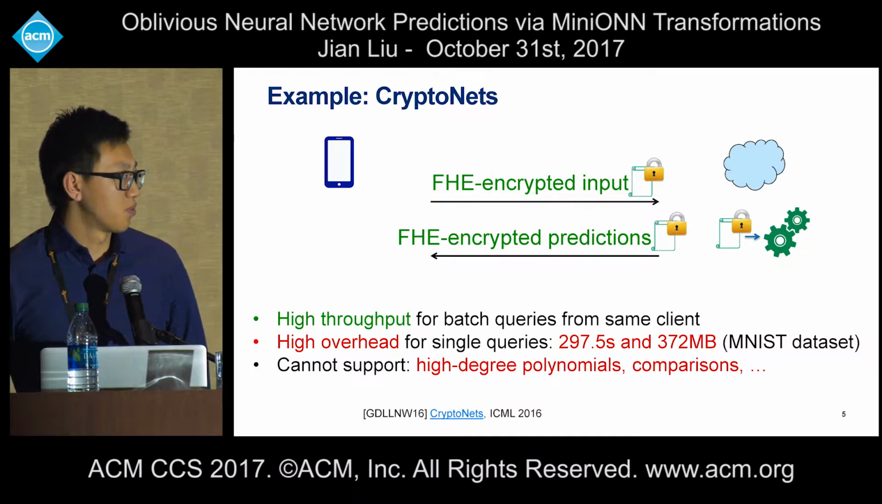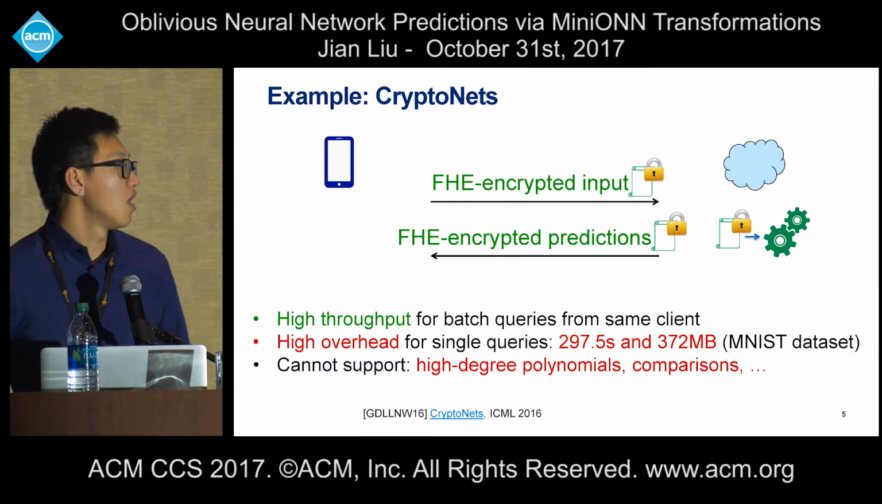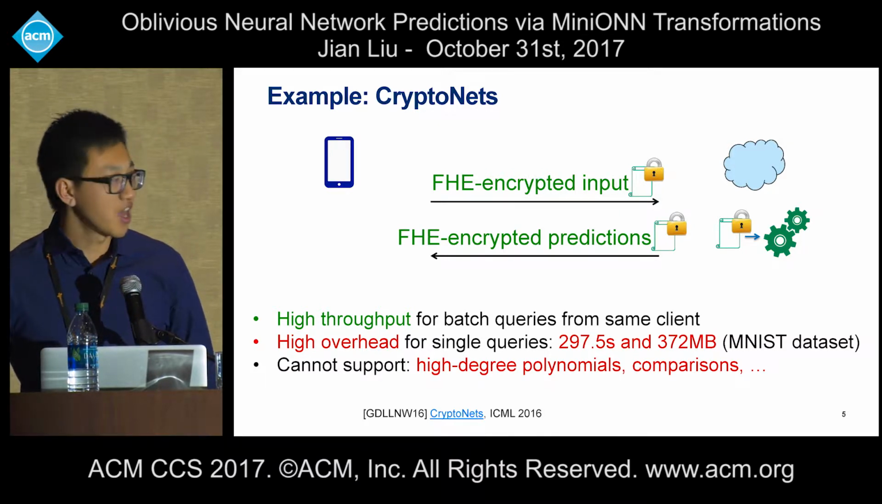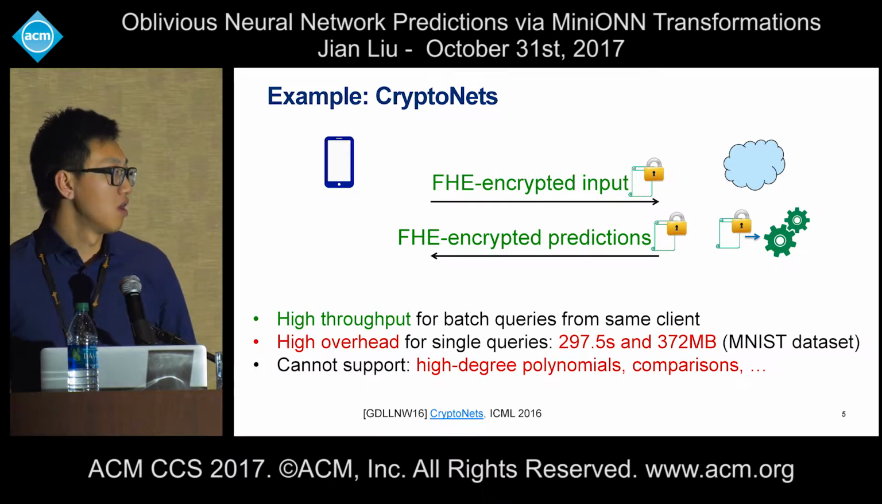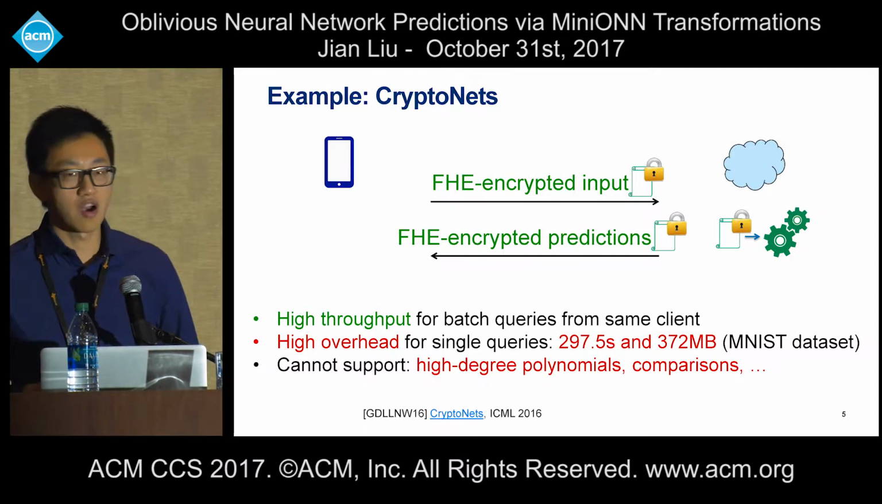We are not the first to consider this problem. For example, last year, Microsoft Research proposed a solution called CryptoNets. It helps the client encrypt the input using fully homomorphic encryption, and has the server run the model on the encrypted data and return the encrypted predictions. It provided a high throughput for batch queries from the same client. However, it has two problems. The first one is that it involves a high overhead for single queries. For example, on the MNIST dataset that consists of handwritten digits, it takes 5 minutes to identify a single character. And second, this technique only supports limited models because fully homomorphic encryption cannot deal with high-degree polynomials or comparison operations.